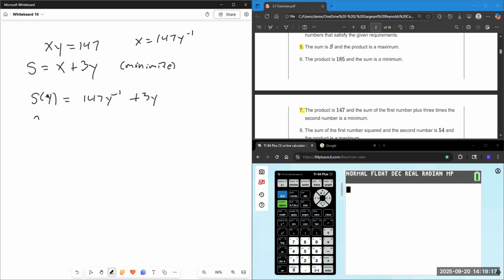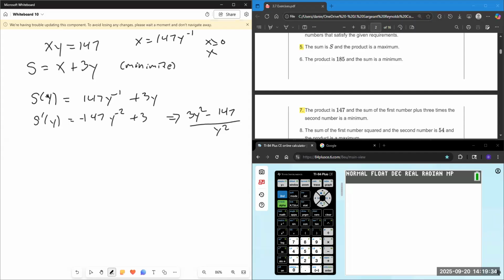S prime of y is a negative 147y to the negative second plus 3. And I'll turn that into (3y squared minus 147) over y squared. I didn't mention this in the first problem, but x and y, we were told in our instructions, have to be positive numbers here. So I'm ignoring 0 as an option, and I'm ignoring any negative answer.